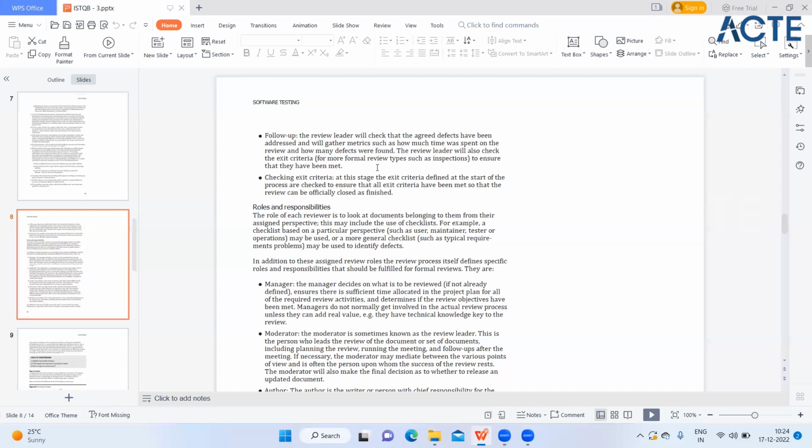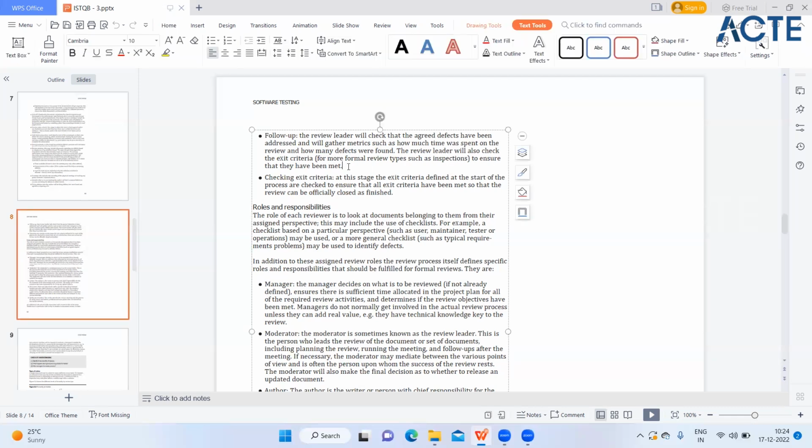The review leader will also check the exit criteria for more formal review types such as inspection to ensure that they have been met. So in the follow-up meeting, we'll be having the author and other team members.